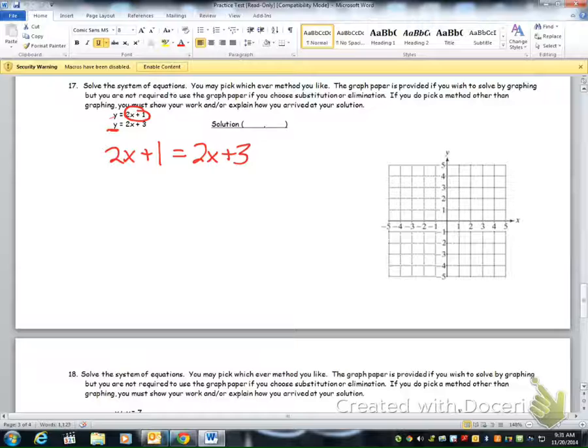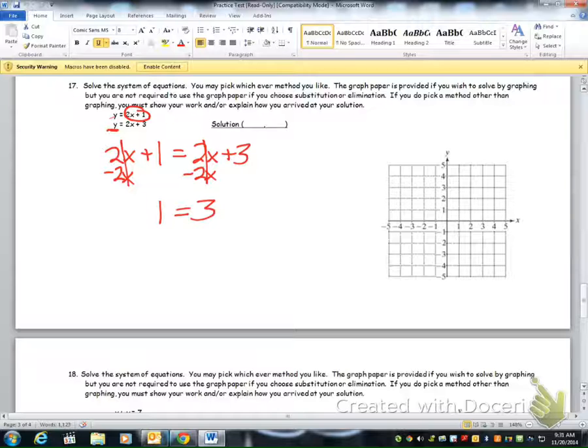Now from here, since I have variables on both sides, my first step should be to move them to the same side. So I'm going to subtract 2x on the right, which means I also subtract 2x on the left. But the interesting thing that happens here is both cancel out, and I end up with the statement 1 equals 3.